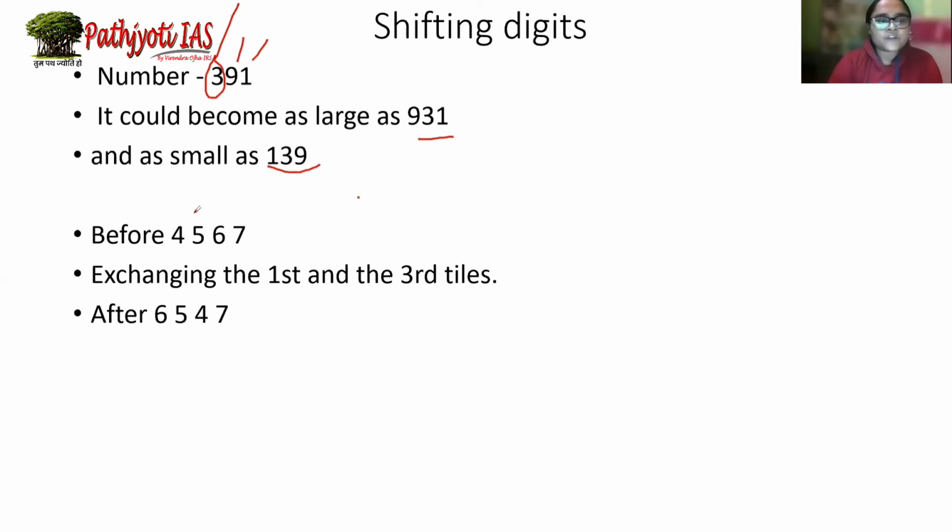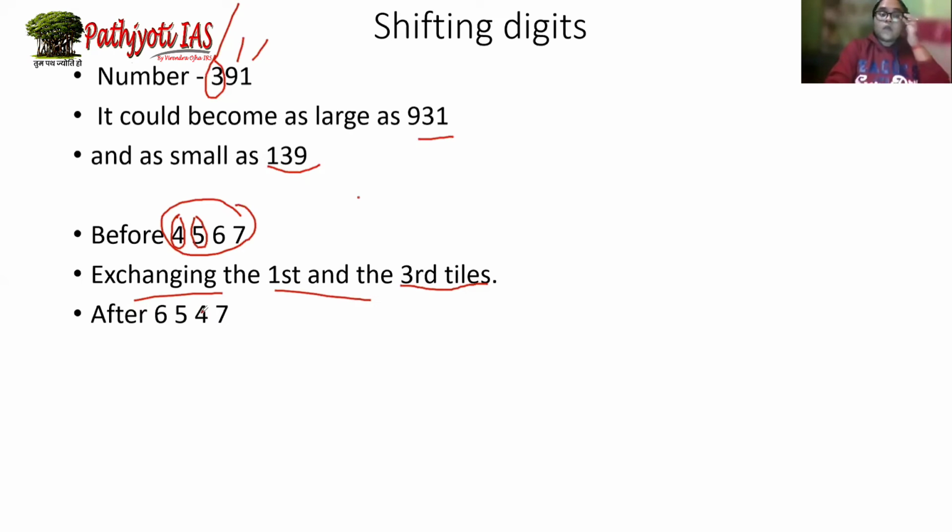So for example, in this number, if there are commands of exchanging the first and the third tile, the tiles are basically this: this is one tile, this is another, and following, okay, 6 and 7. So if it's said this is the first tile, this is the second, third and fourth, and we have to exchange the first and third tile, we will just swap the places. So 6 will come in the fourth place and 4 will take the 6th place. This is very easy and very, very basic.